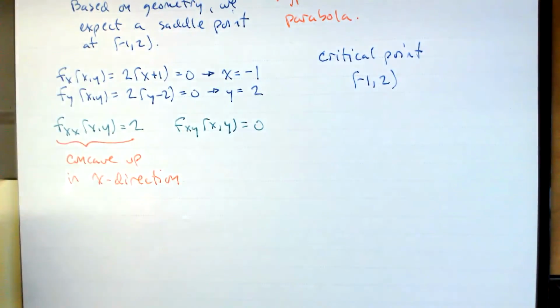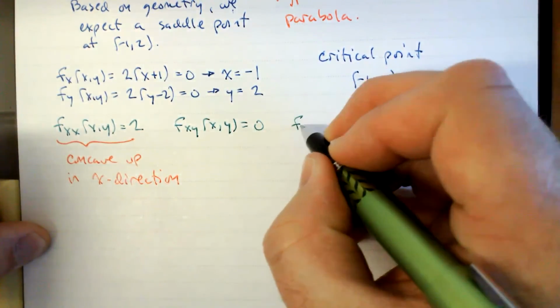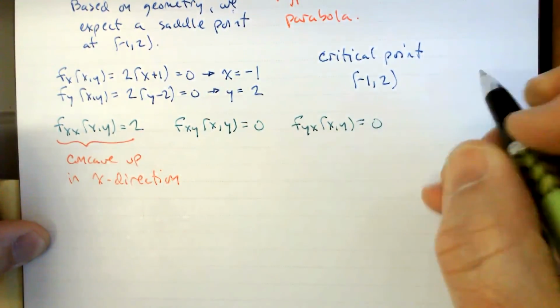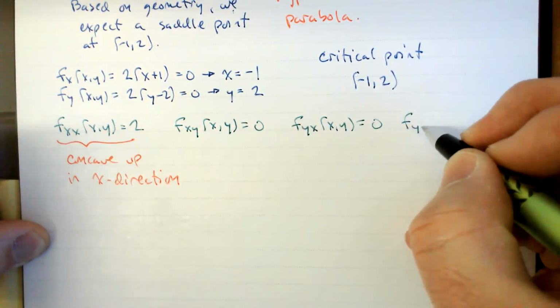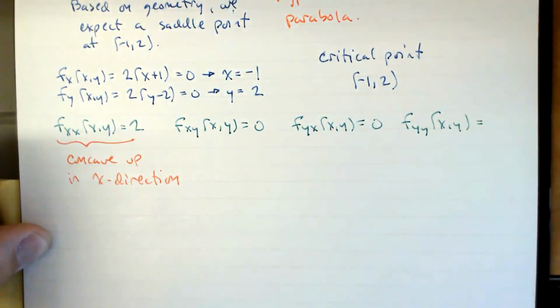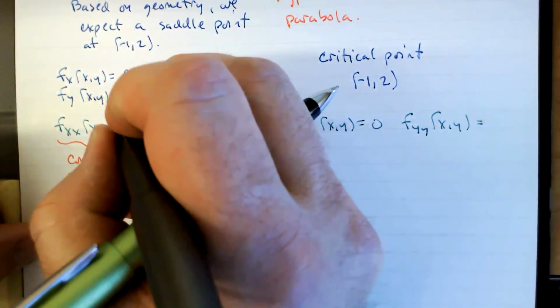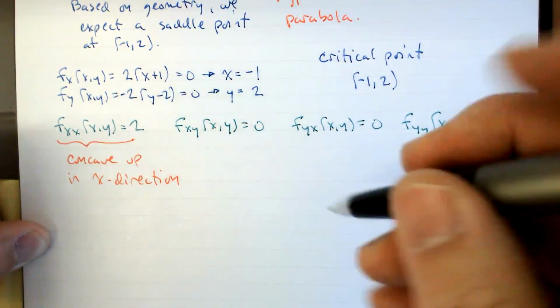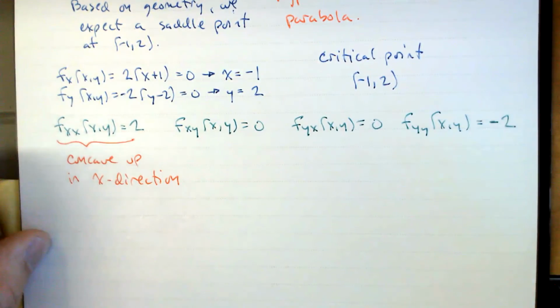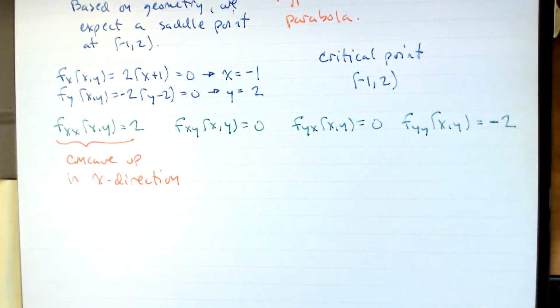But when we look at the second derivatives, fyx is equal to 0, and the one we care about, fyy, is equal to -2, because I dropped the negative. So that derivative fyy suggests that the surface is concave down in the y direction.